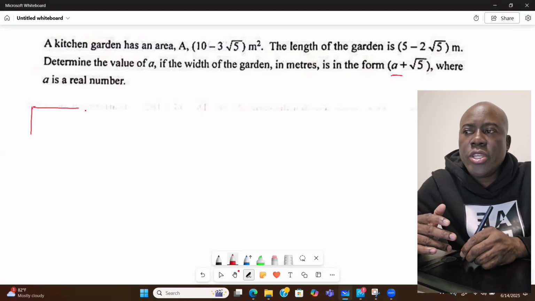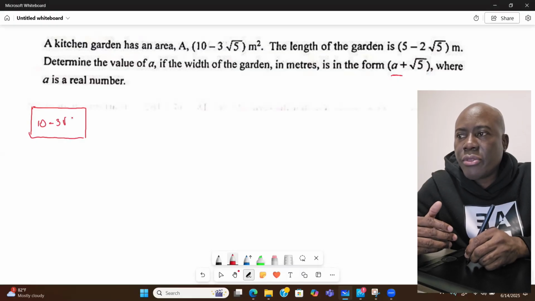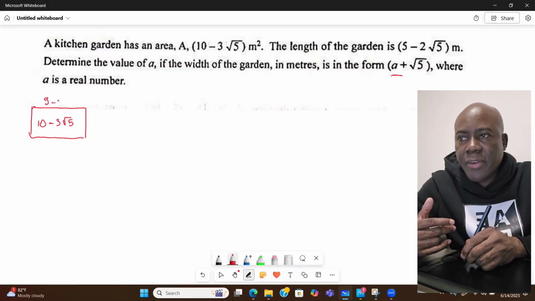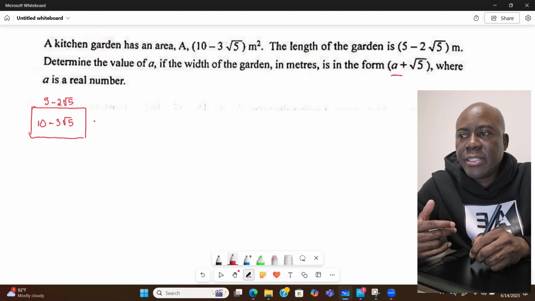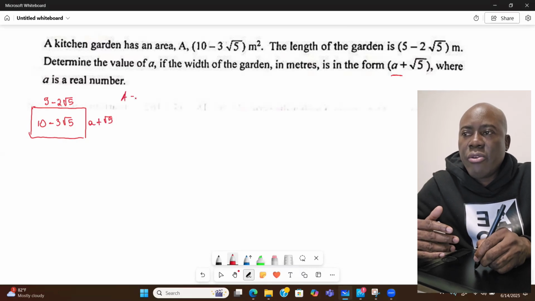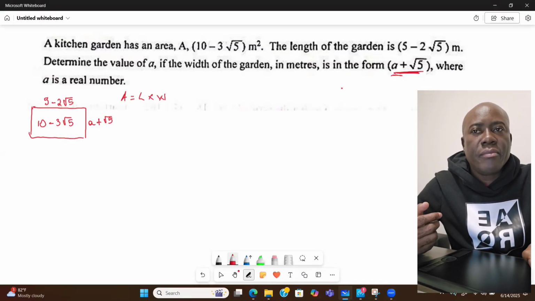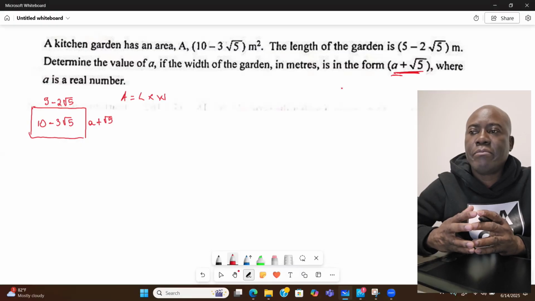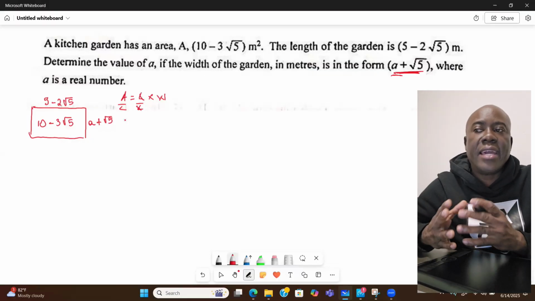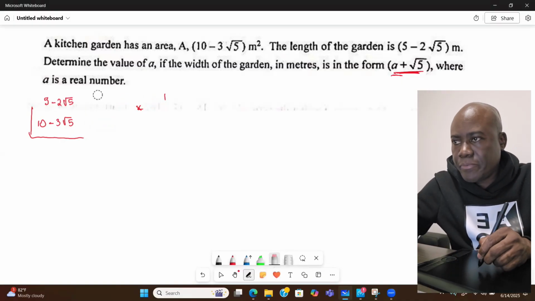Basically, we want to start off with, what do we know about the area of a rectangle? The area of the rectangle, which is 10 minus 3 root 5, is given by the length, which is 5 minus 2 root 5, times the width, which is A plus root 5. So area is equal to length times width. I want to produce the width in the form A plus the square root of 5. Therefore, I could divide the area by the length. If I divide the area by the length, then I will definitely get the form for the width. Let us take a look at it.